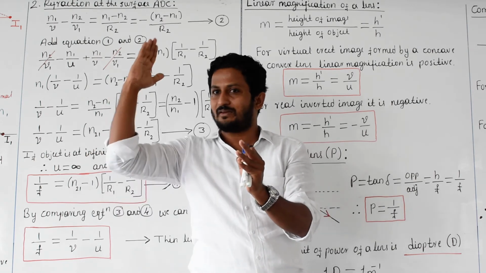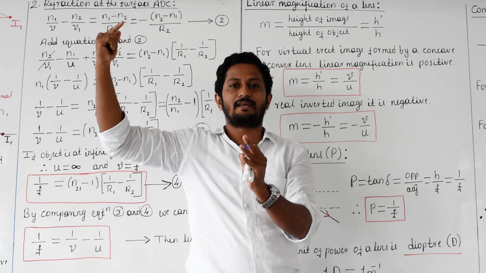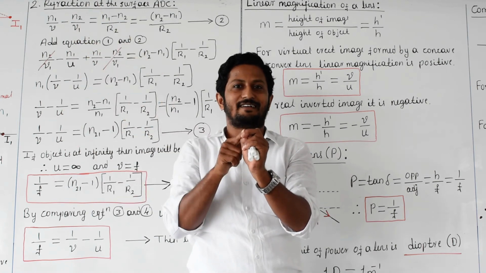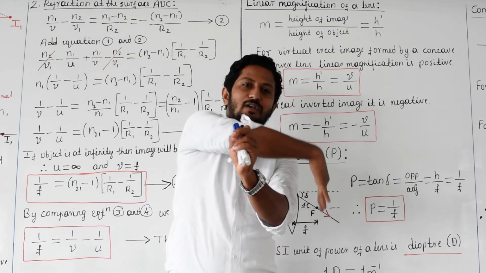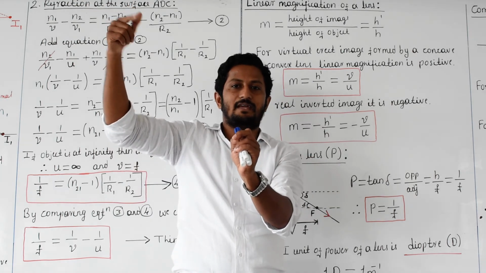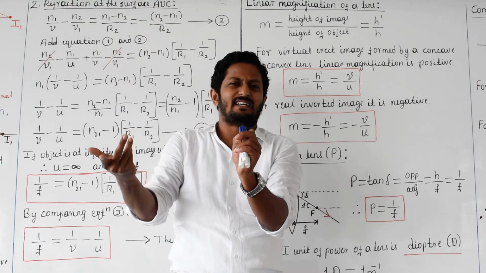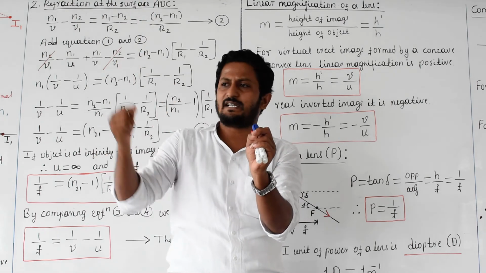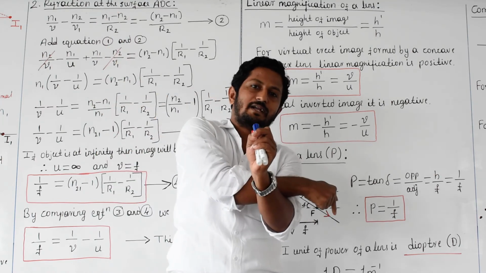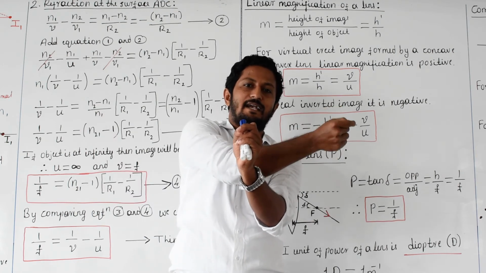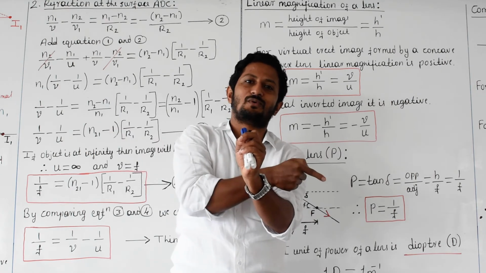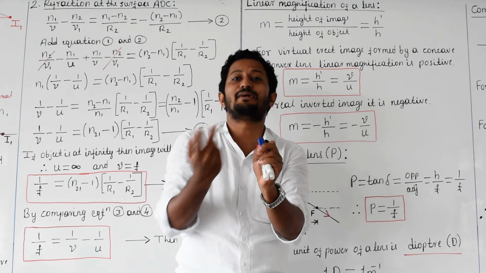Here the object stands vertically like this, AB, and this is the optical center O. ABO is one right angle triangle. Here you got an inverted image, A dash B dash, and again A dash B dash O is a right angle triangle. Again these two right angle triangles look similar.